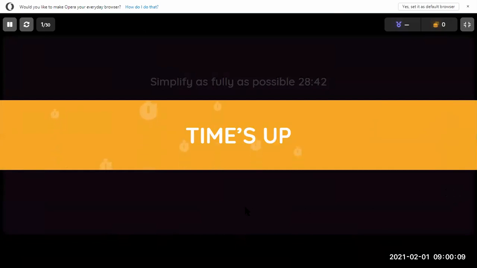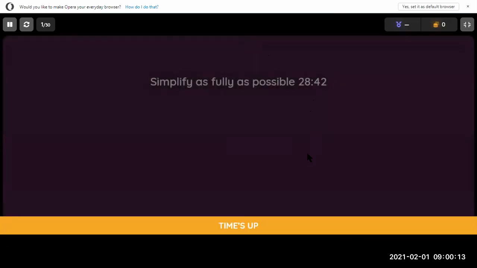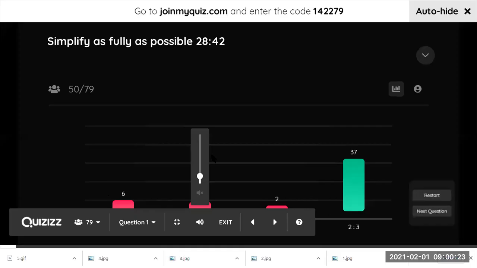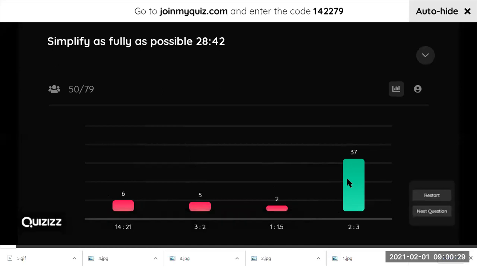Okay, so the time's up, and let's see how many of you have got it right. You have to be quick when you are solving. So let us see how many of you have given the answers correct. And here you can see these are the participants. 37 of you have got it right. Very good, students. And let us move to next question now, question number 2.